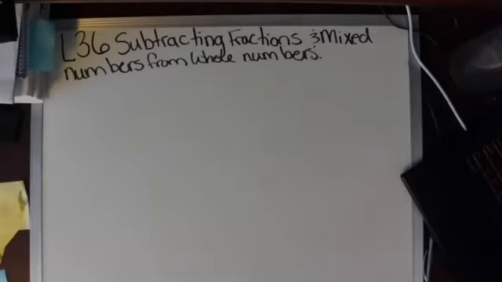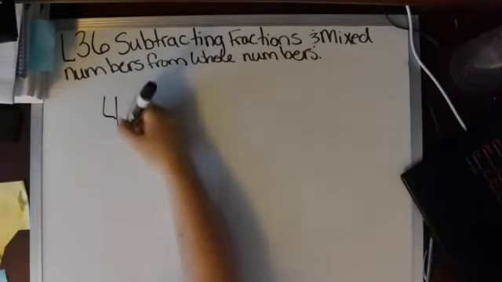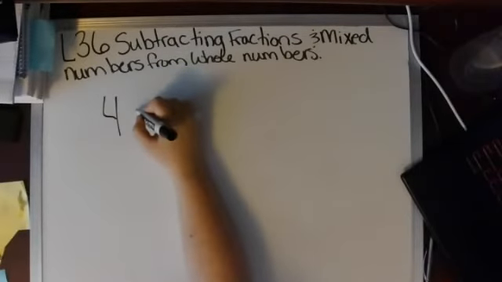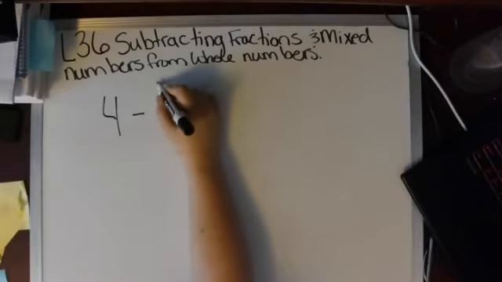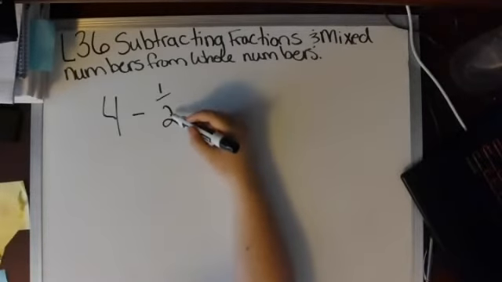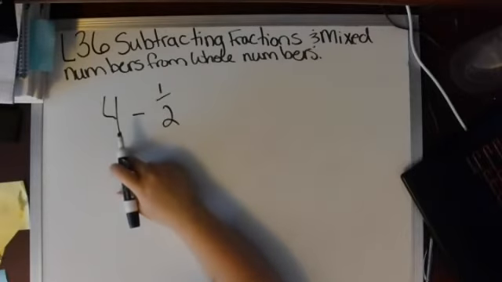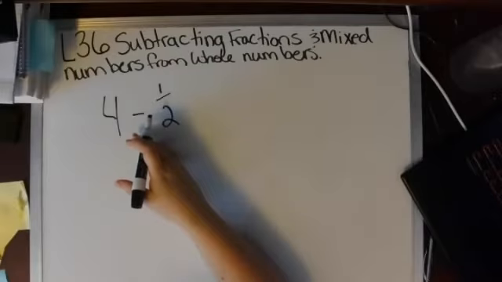So one thing you want to keep in mind when subtracting from a whole number is this: if you have a whole number, let's say 4, and you are subtracting a half from that 4, this is a fraction, this is a whole number. What I want to do with this whole number is make it into a mixed number.